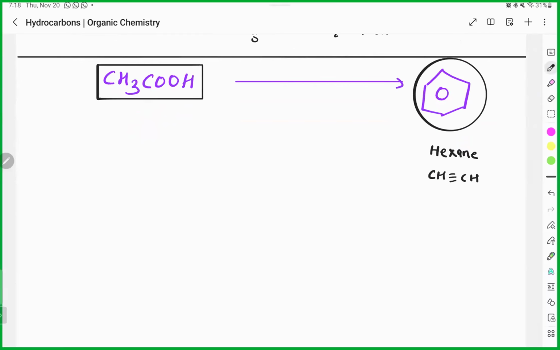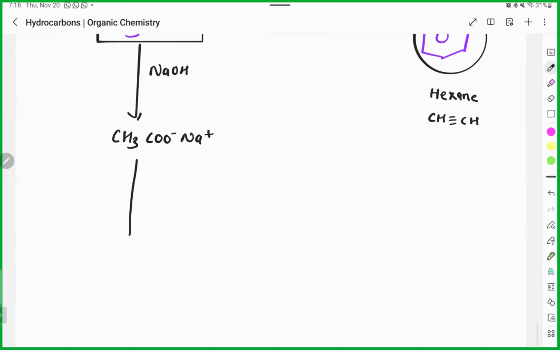First, you can do decarboxylation here. Through decarboxylation, we will get alkene, for example. First, you add NaOH in this. What will happen? H2O will come out, correct? And it will form CH3COO negative and sodium positive. Then decarboxylation.